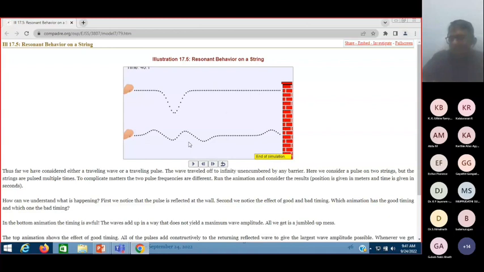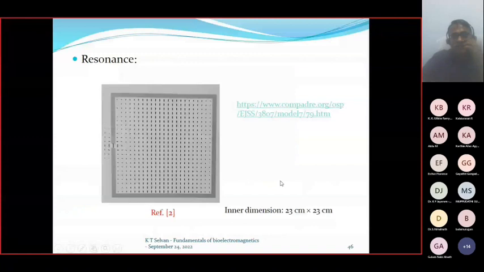Whereas here, the launch of the next wave was not timed properly, and as a consequence, there's no build-up here. So there is a build-up here. This is called resonance. So this idea is very important if you consider a cavity.